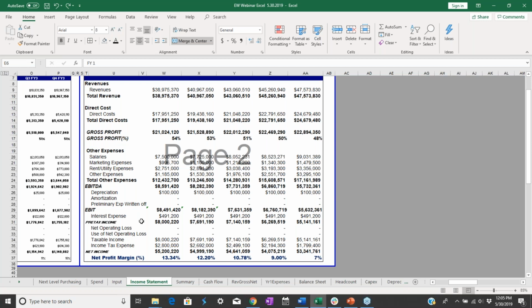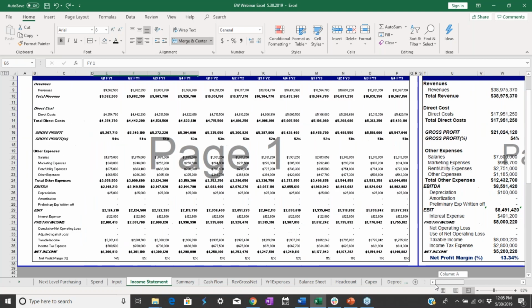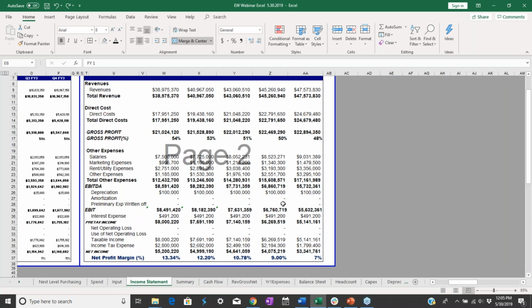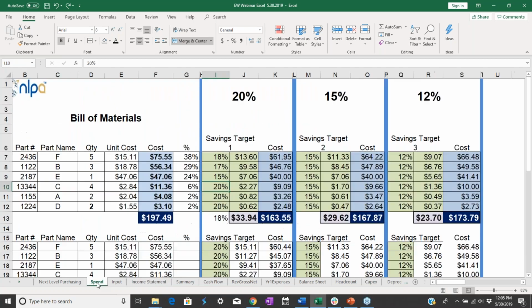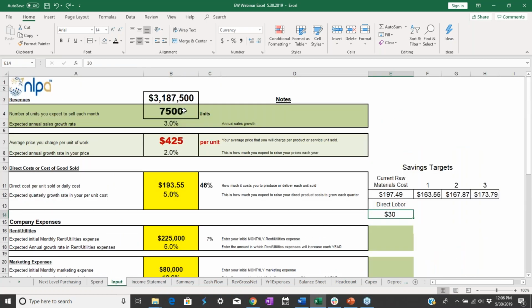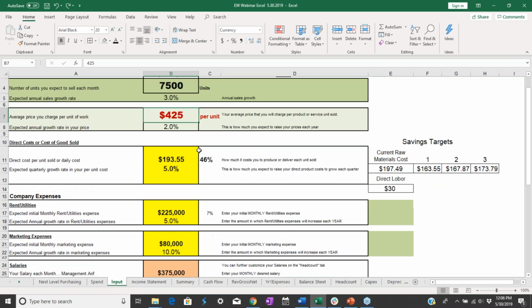So my point is that if you're able to get information like this, where you have either a monthly or quarterly, you see we have the quarterly P&Ls here, or a yearly projection of all of what you anticipate for revenues, and you put it into a sheet like this, the input sheet, you know, the amount of units you expect to sell per month. You can do it like that. You already know the cost per unit and all of the other costs.